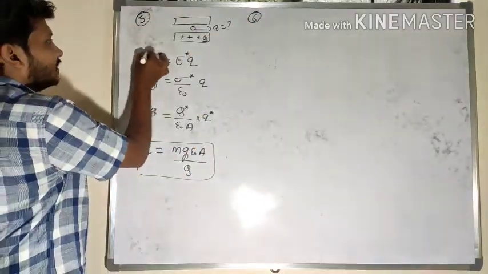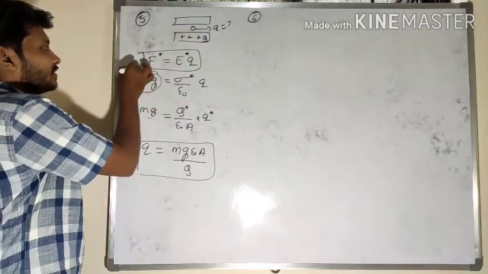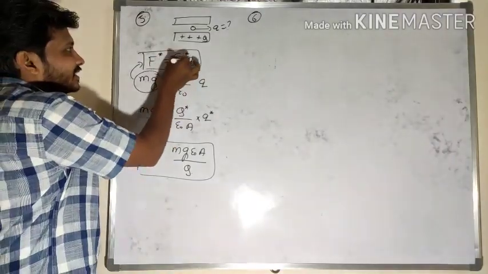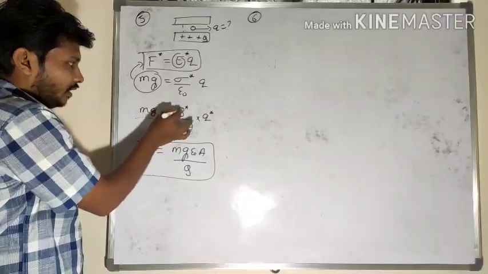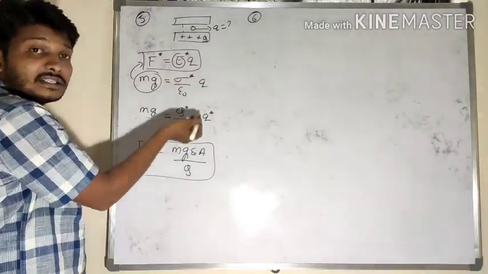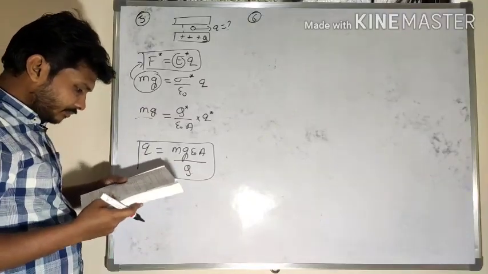So first I will consider the force here, the relation between field and force. F is equal to E into Q, where F is equal to M into G, where E is the electric field between the plates. So what is the value here? Sigma by epsilon naught. Wherever sigma is there, that is the surface charge density, I will write it as Q by A here.